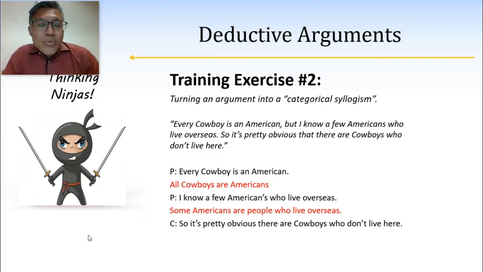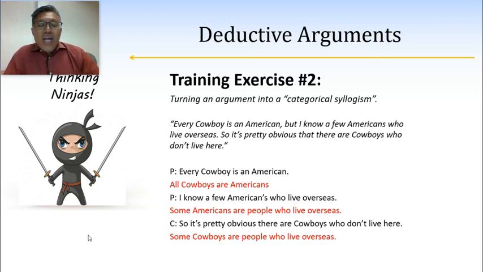So we will rephrase that last claim to say some cowboys are people who live overseas. That's what the last claim means, right? So it's pretty obvious there are cowboys who don't live here means some cowboys are people who live overseas. So now here we have a syllogism, and we've changed each of the claims to be in our standard form categorical claim form. It looks like a standard form categorical claim.